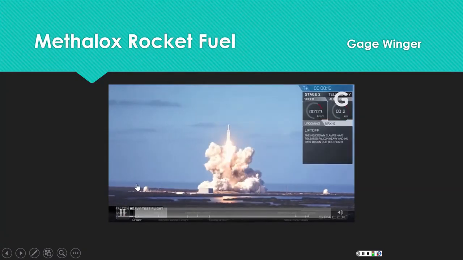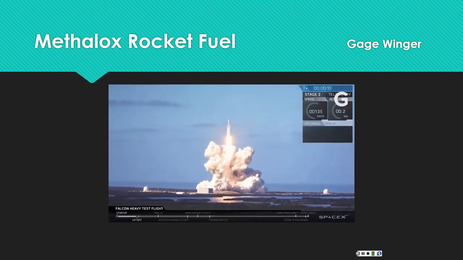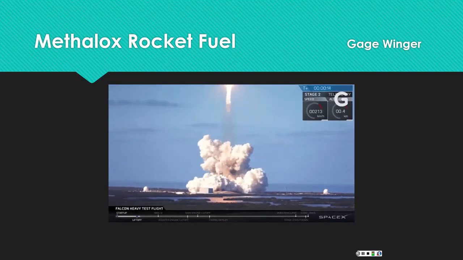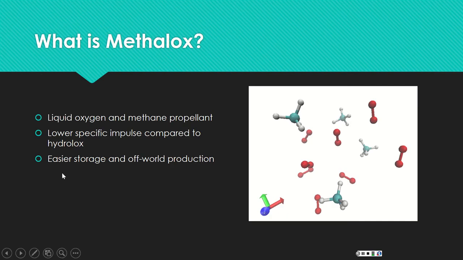So, for context, this is just a Falcon Heavy test flight. I'm not entirely sure that they were using this type of rocket fuel yet. That's what they're going for, but this is more a visual aid than an accurate representation of what this is right now. This is what they want it to be. So Methalox is just a liquid oxygen and liquid methane rocket fuel.